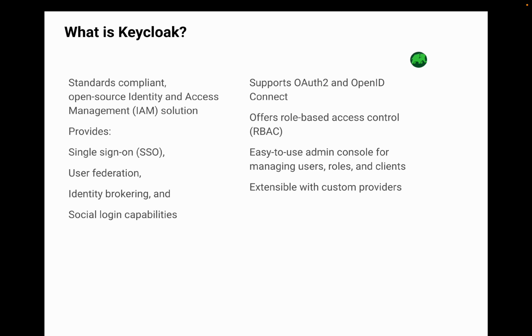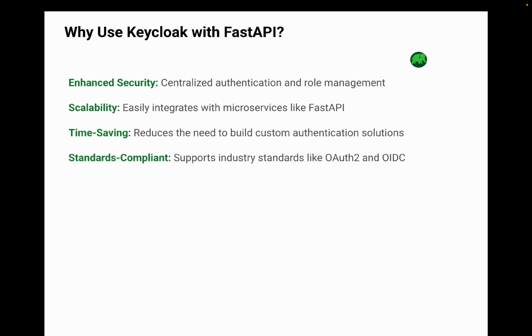Additionally, KeyCloak has standards compliance, supporting OAuth2 and OpenID Connect (OIDC). It offers role-based access control (RBAC) to manage user permissions easily. KeyCloak's admin console simplifies the management of users, roles, and clients, and it is extensible, allowing custom providers to suit your needs. So, why should you use KeyCloak with FastAPI?